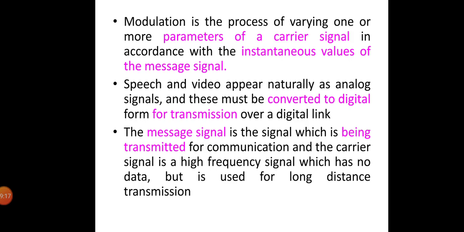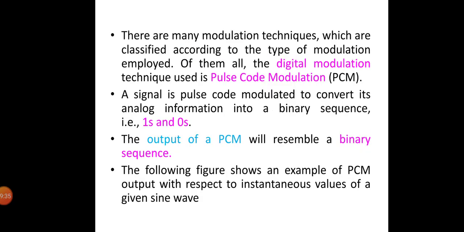Commercially available integrated circuits known as PCM codecs, that is coder-decoder, are used to implement PCM. Here you can see the basic block diagram of a pulse code modulator. And there are many modulation techniques which are classified according to the type of modulation employed. Of them all, the digital modulation technique used is pulse code modulation. The signal is pulse code modulated to convert its analog information into a binary sequence, ones and zeros. The output of PCM will resemble a binary sequence.